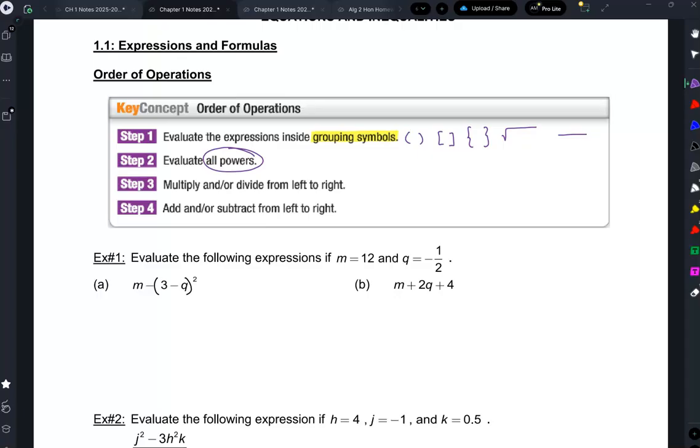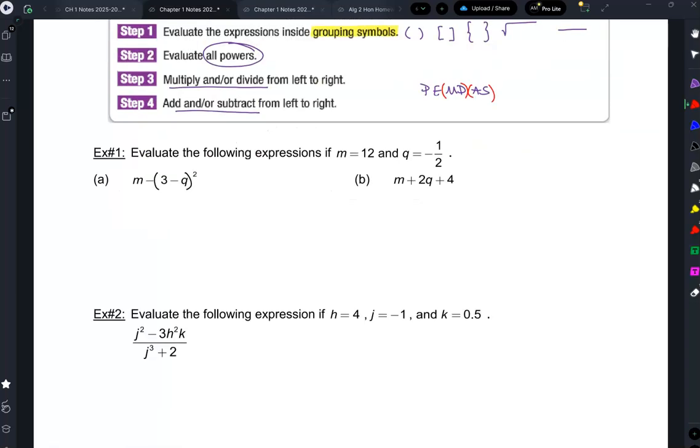Then multiply and divide from left to right. Add and subtract from left to right. So if you do use PEMDAS, it's actually M and D all in one step, A and S all in one step.